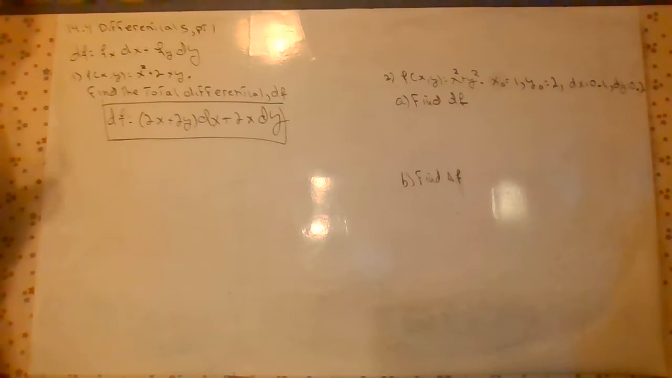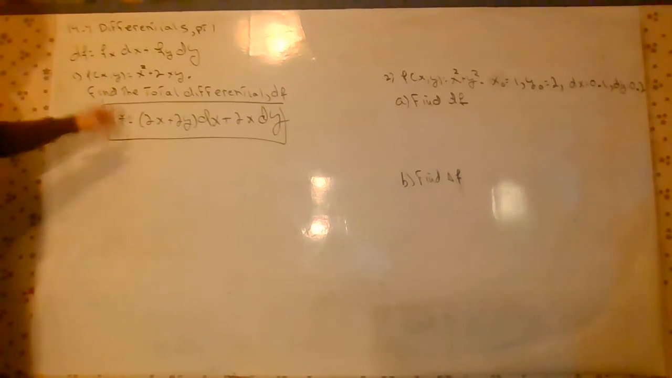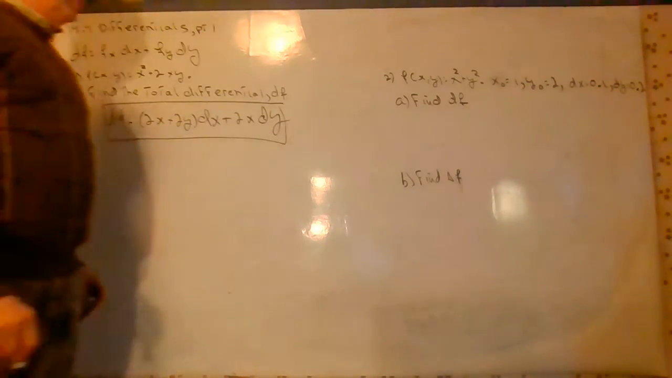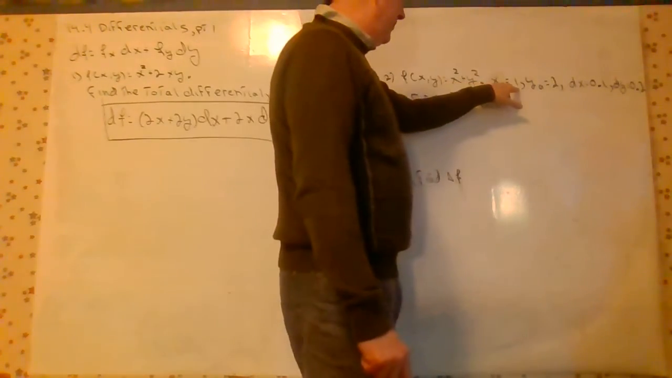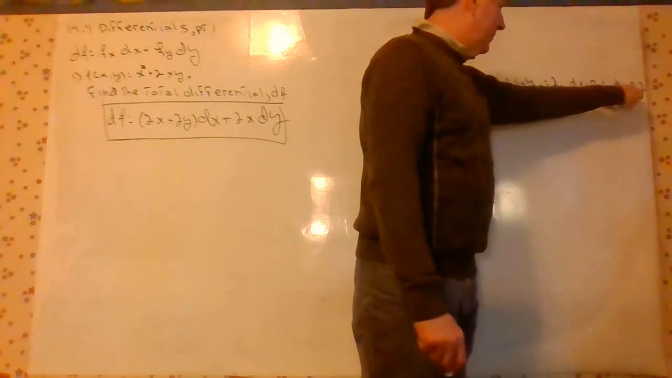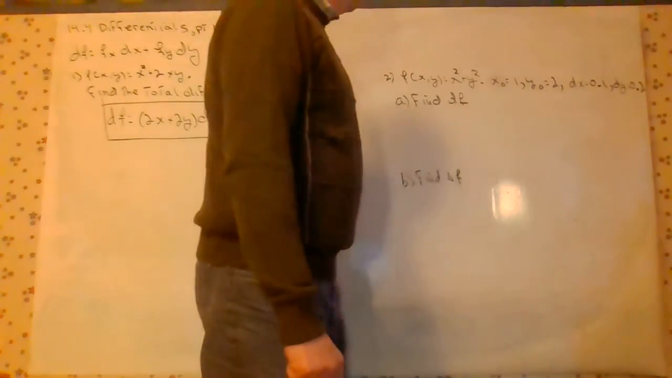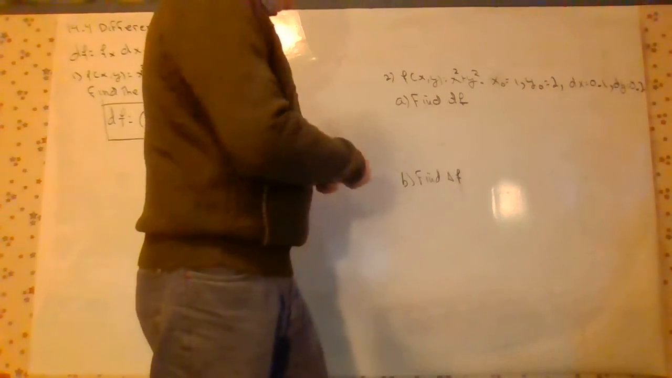This actually gives you a relationship between change in x, change in y, and change in f. So here's a simple word problem. Suppose f(x,y) equals x squared plus y squared. x0 is 1, y0 is 2. Change x by 0.1, change y by 0.2. Let's calculate df. We'll get a numerical value in this case.